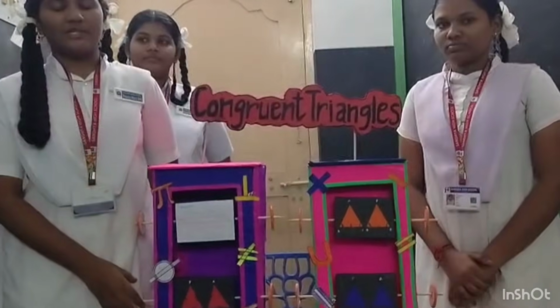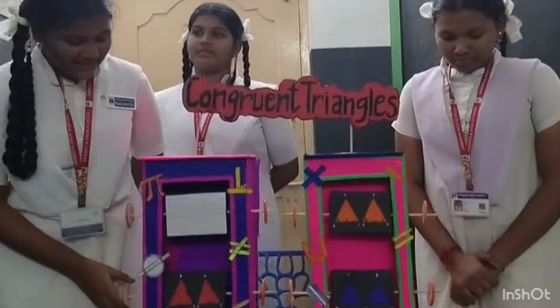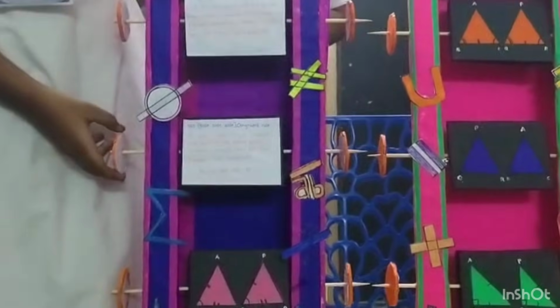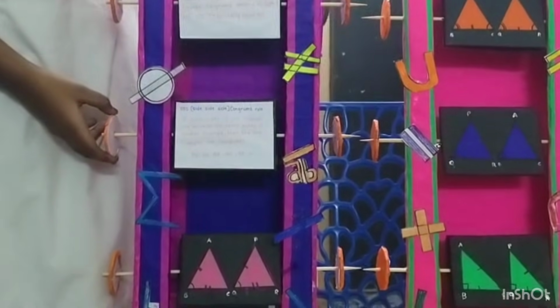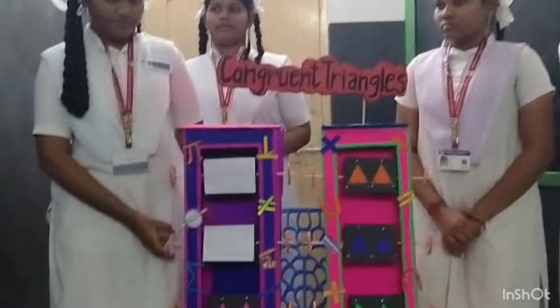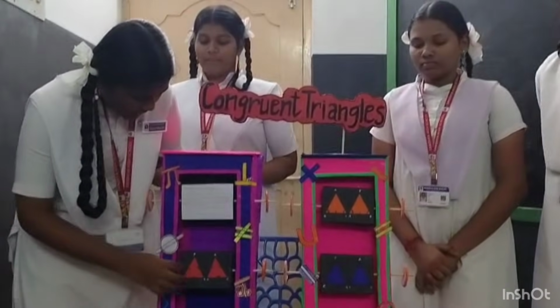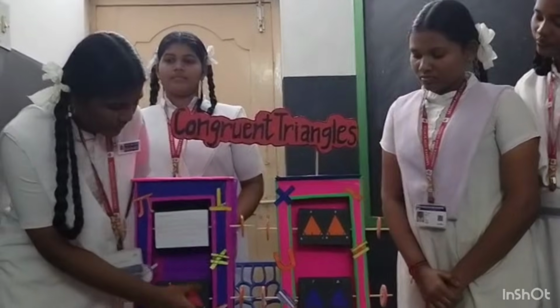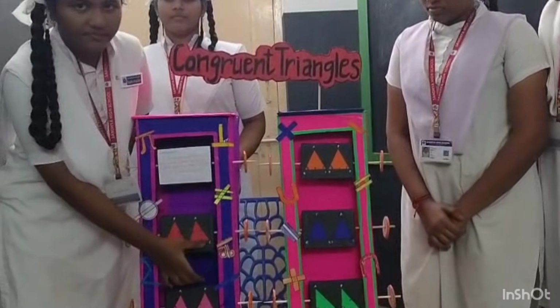Now let us explain the first congruent rule, SSS, side side side. If three sides of one triangle are equal to three sides of another triangle, then the triangles are congruent. For example, PQ equal to AB, QR equal to BC, PR equal to AC.